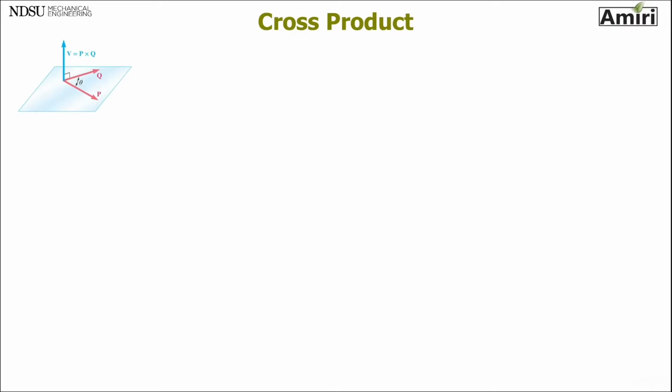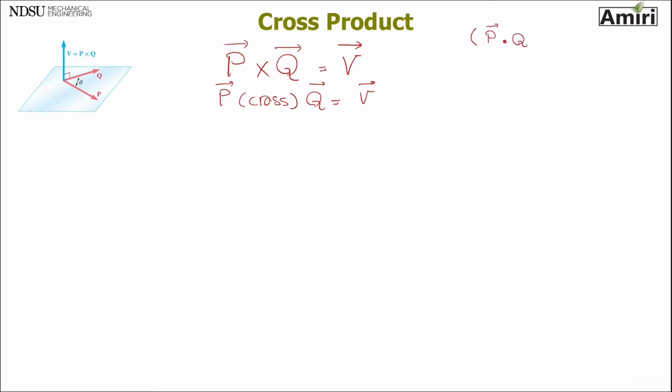The cross product of two vectors, such as vector P cross Q, will result in a vector such as V. So we say P cross Q equals V. Just as a reminder, we had the dot product before, P dot Q, and the result of that was a scalar number. It wasn't a vector, it was a scalar. And as you can see here, the cross product of two vectors results in a vector.